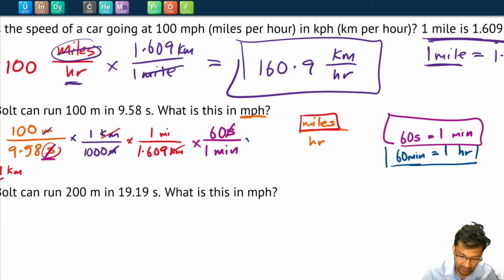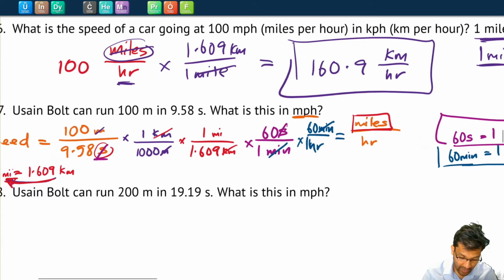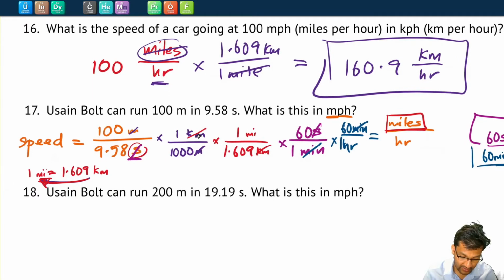Minutes is in the bottom, so we need to put it in the top to cancel out. So 60 minutes over 1 hour, minutes cancel out. If we run this through, we see that we've converted meters into miles, which is what we need in our answer. And we've converted seconds into hours, which we also need in our answer.